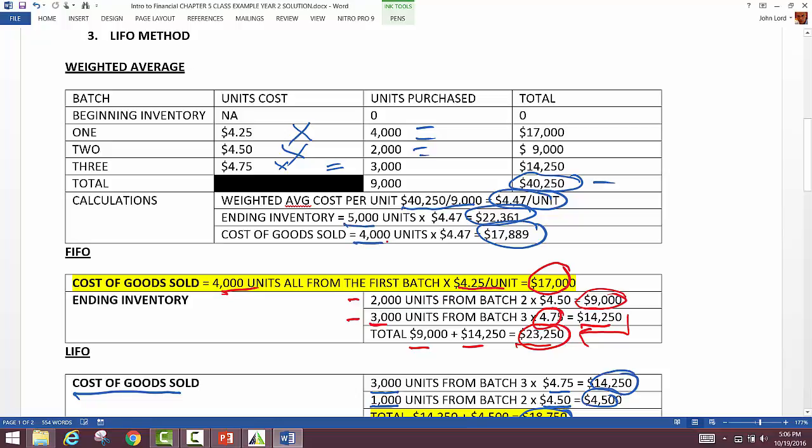By the 5,000 units that are sitting in ending inventory that we know we have left, and by the 4,000 units that we know we sold. I've got my cost of goods sold and I've got my ending inventory, don't I? Isn't that the easiest of the three?